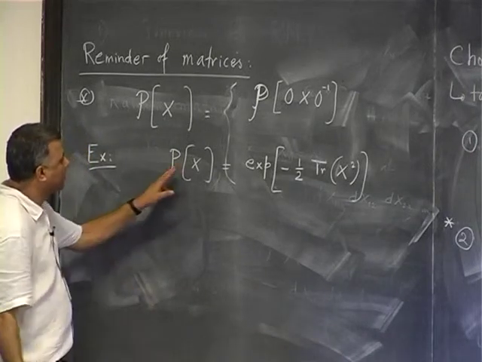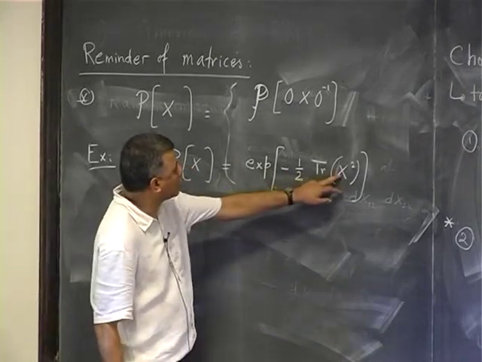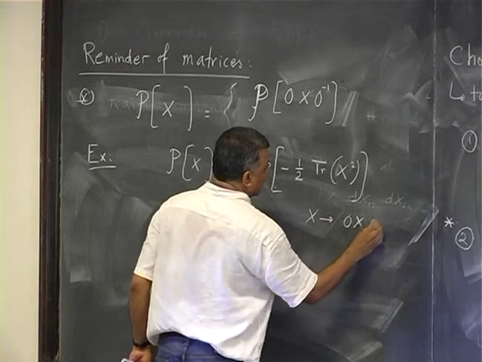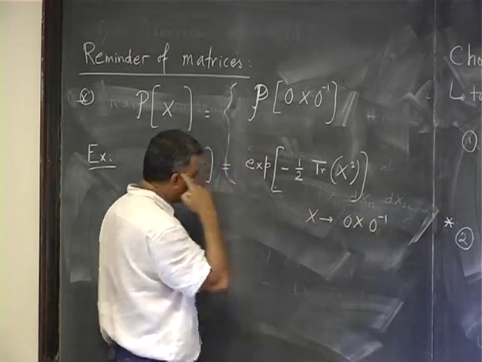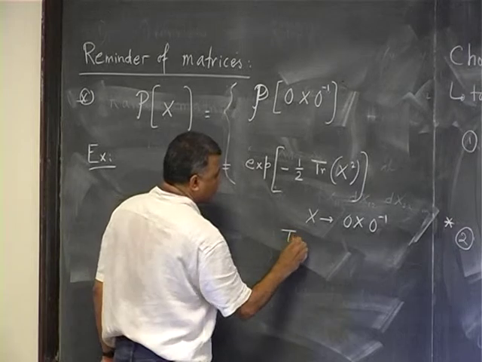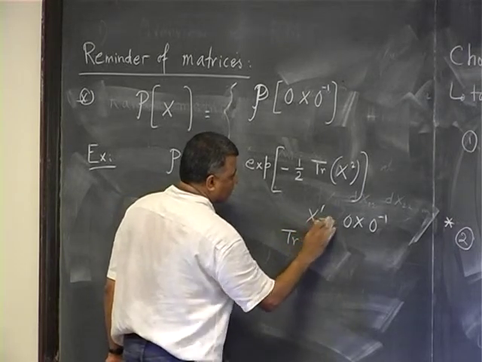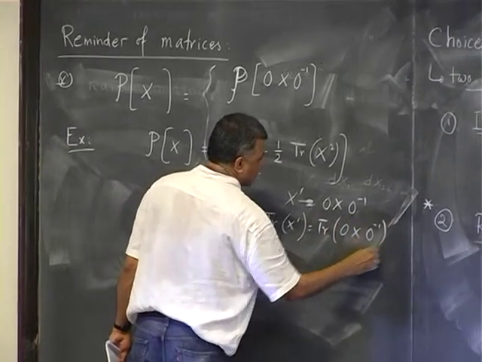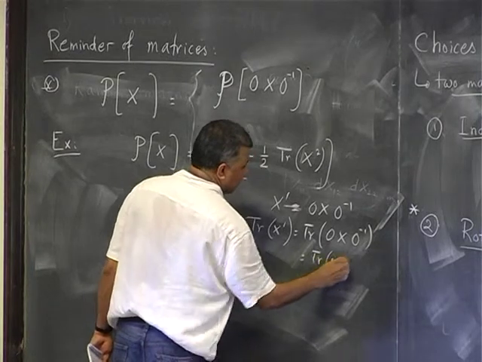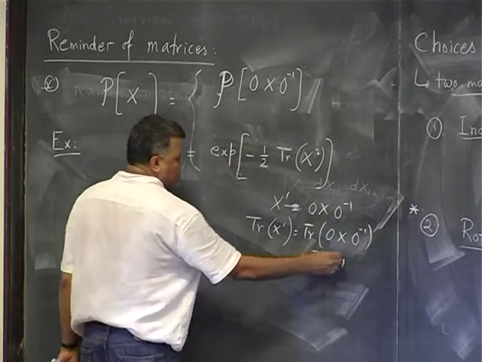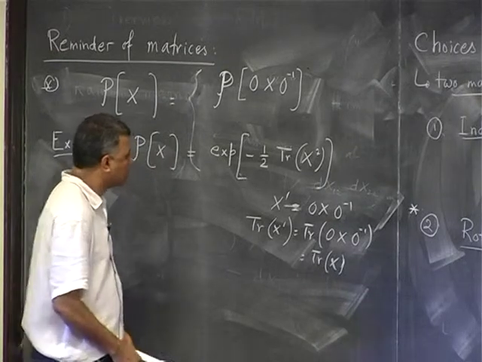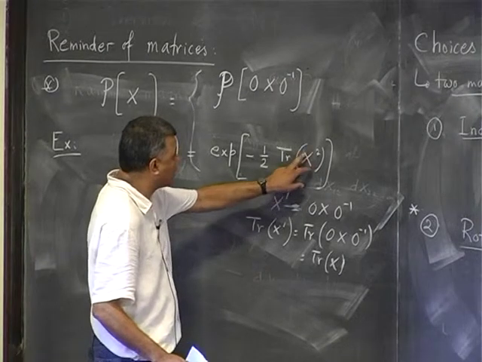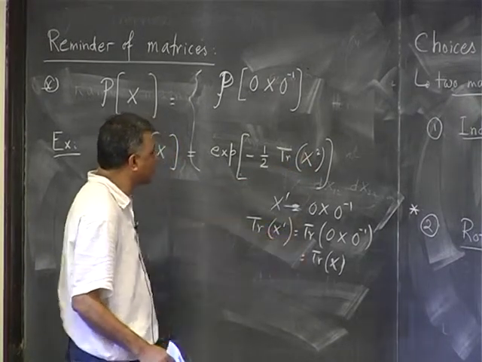So you see that if I now make an orthogonal transformation to x, x goes to O x O inverse, the trace, of course, by definition remains invariant, because the trace of this x prime will be trace of O x O inverse, which is the same as trace of x, because you can organize this, O and O inverse is identity, so therefore trace of x. So when you make the orthogonal transformation, trace of x square also remains invariant. You can just prove it easily.